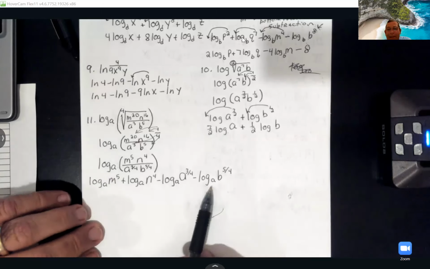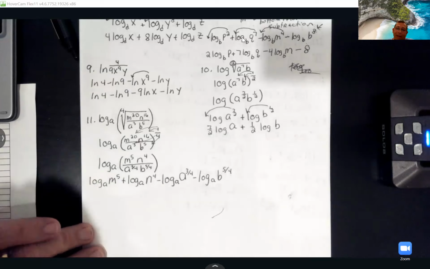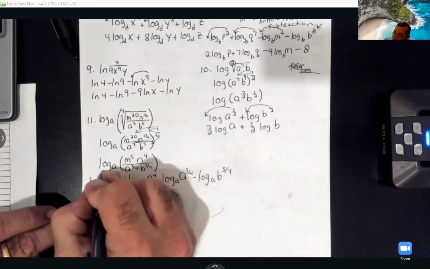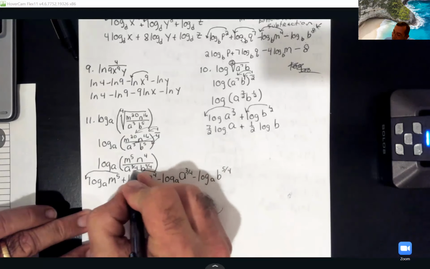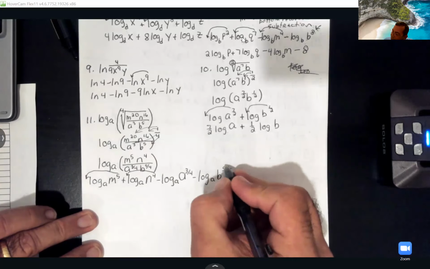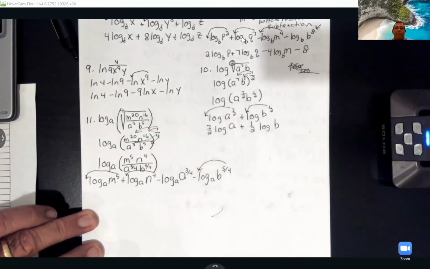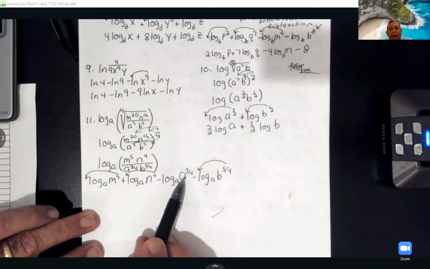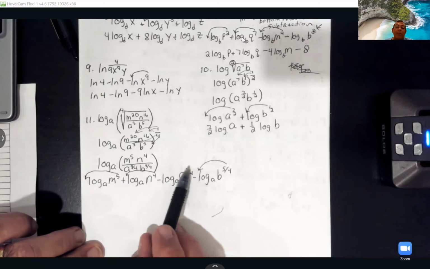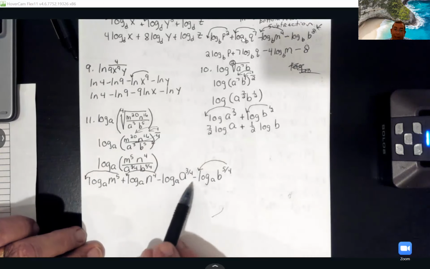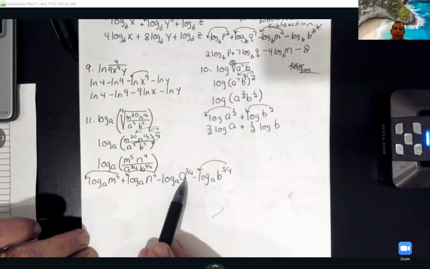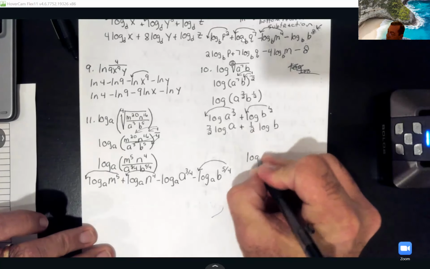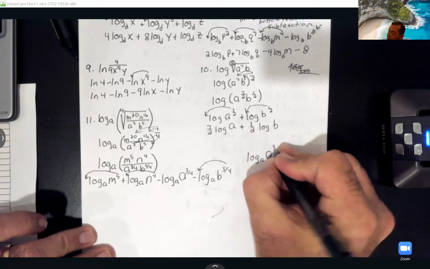Now, 3 of these I'm going to do something to, and then there's 1 of these that I'm going to do something different to. So guess what? I'm going to bring that 5 down. I'm going to bring that 4 down. And I'm going to bring this 5/4 down. But this one has a log base A of A to the 3/4. So remember, this is following my 4th property I gave y'all. And that's just going to equal 3/4 in the long run, okay?